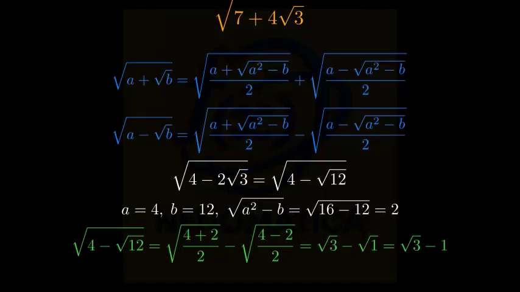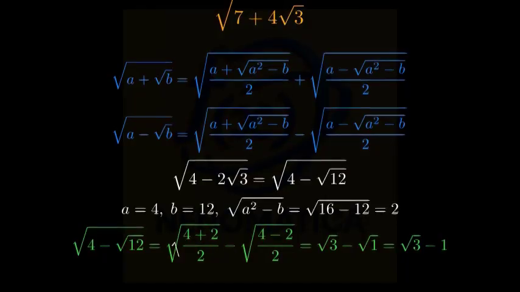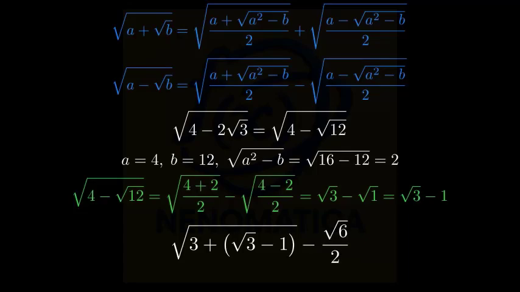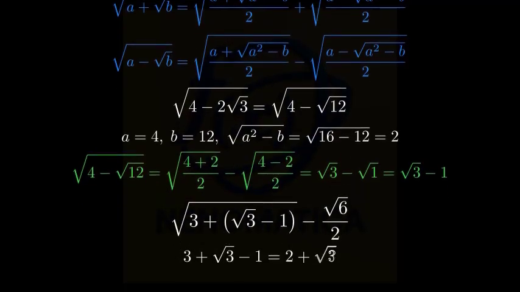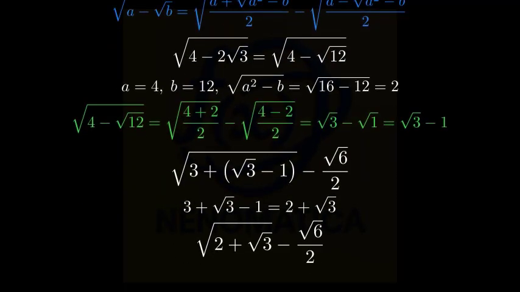Substitute this result back into the outer expression. The expression becomes the square root of 3 plus the quantity root 3 minus 1 minus 1/2 root 6. Inside the square root, 3 plus root 3 minus 1 simplifies to 2 plus root 3. Now simplify square root of 2 plus root 3 using the plus identity.